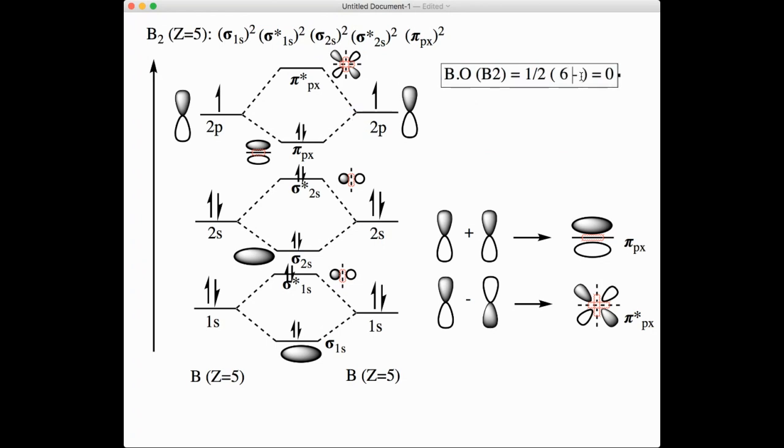And how many do we have in antibonding molecular orbitals? That's a total of 4. So we have 2 here and another 2 here. So the third antibonding is empty, right? So 4. So that makes for a bond order of 1. So that means that the B2 molecule is likely to be found in nature.